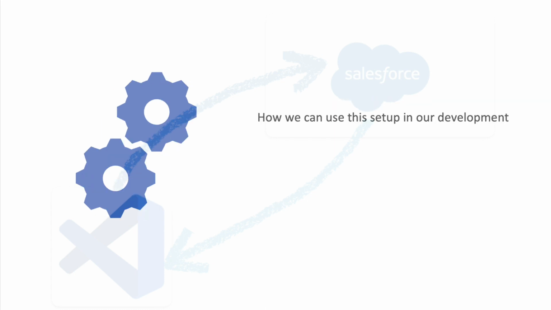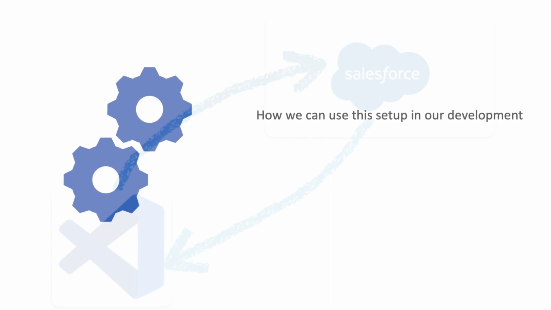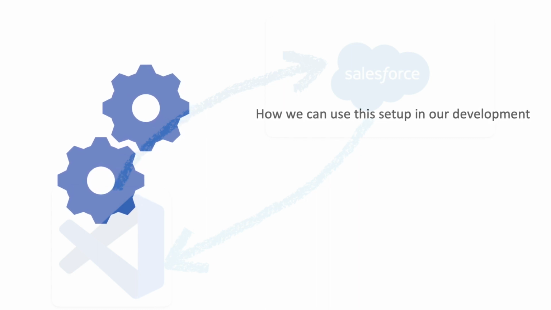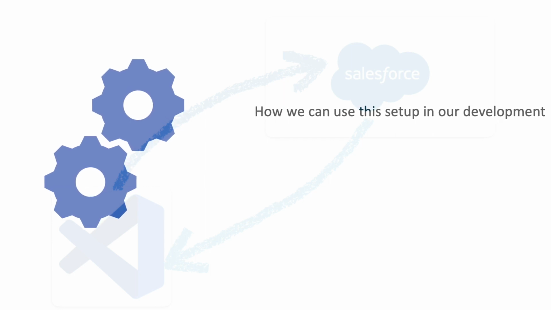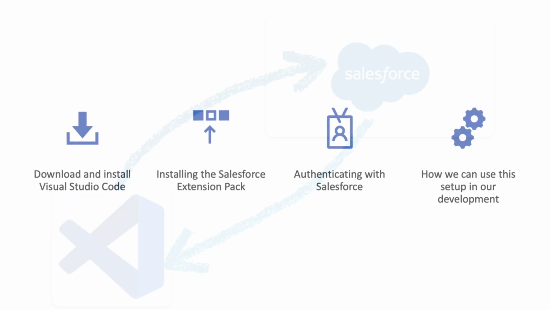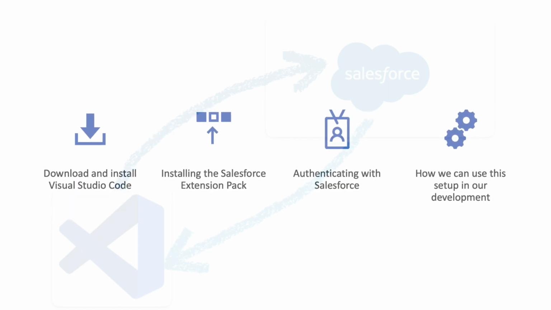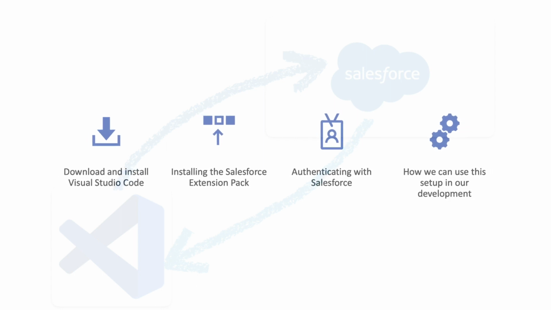And section 4, we will walk you through some of the examples. In this final section, I will demonstrate how we can use this setup in our development process. This example will help you to understand the practical applications of integrating Salesforce with Postman. By following these steps, you will be able to successfully use Visual Studio Code in your development cycle.